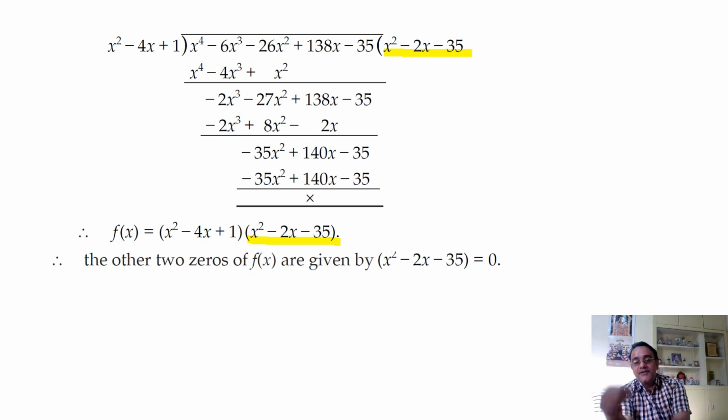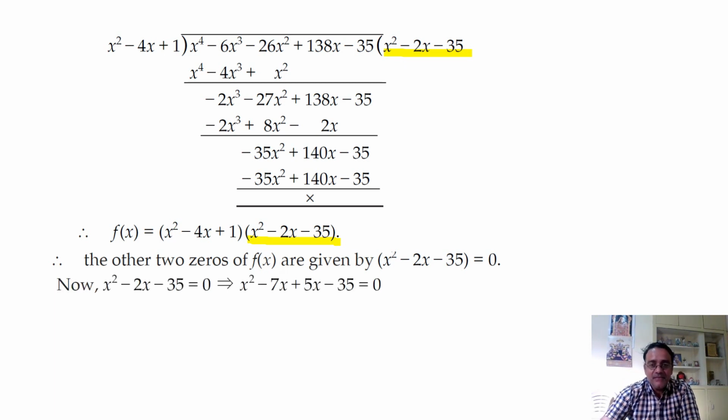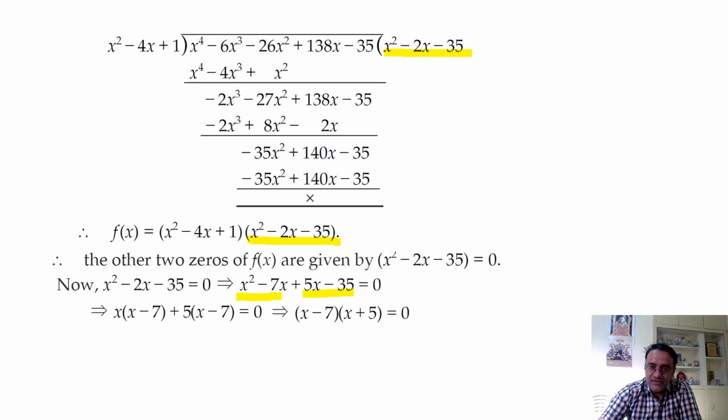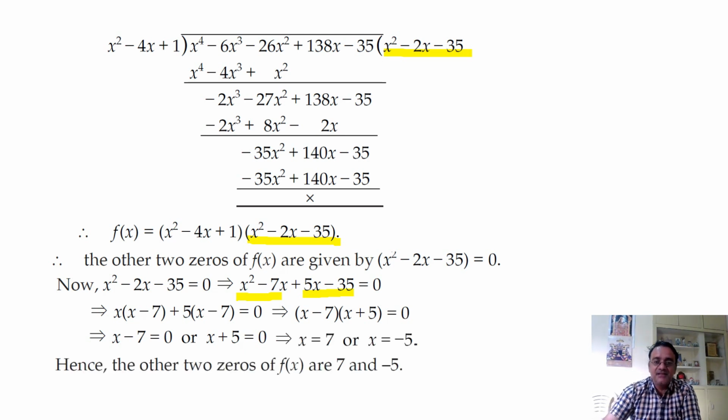Now here we'll use the factorization method. The product is negative, that is minus 35. So we need two factors of 35 whose difference is 2: 7 and 5. So minus 7 plus 5. So we'll take common from these two, it is x, and from these two it is 5. Factorizing, x minus 7 into x plus 5 is equal to 0. So we'll get either x minus 7 is equal to 0 or x plus 5 is equal to 0. So the final answer is 7 and minus 5. Hence the other two zeros of f of x are 7 and minus 5.